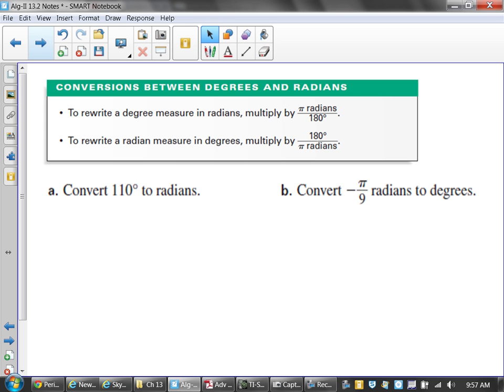So if I want to convert 110 into radians, again, 110 divided by 180, and slap a pi next to it. How do you simplify 110 over 180? Take the zeros. 11 pi over 18. That's it.